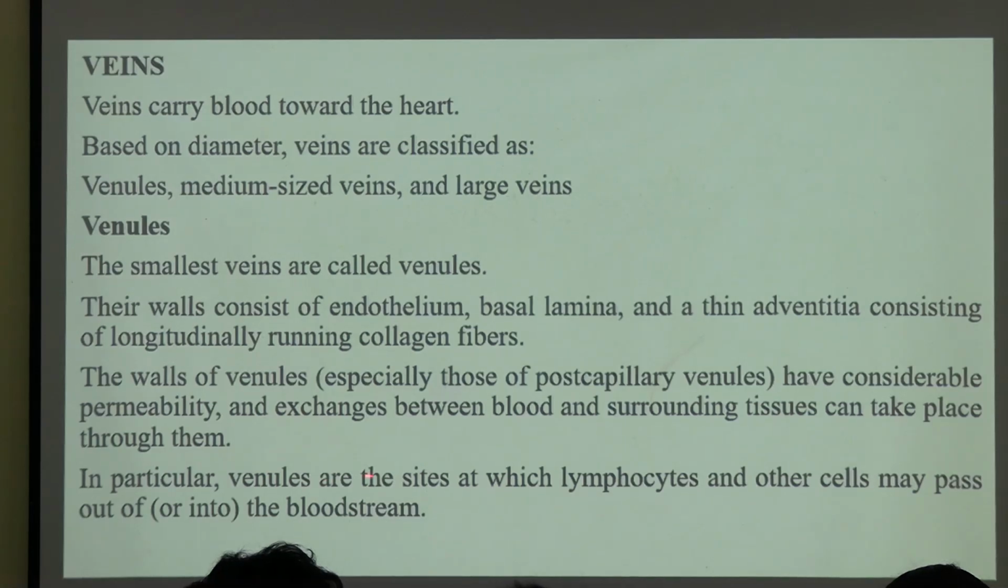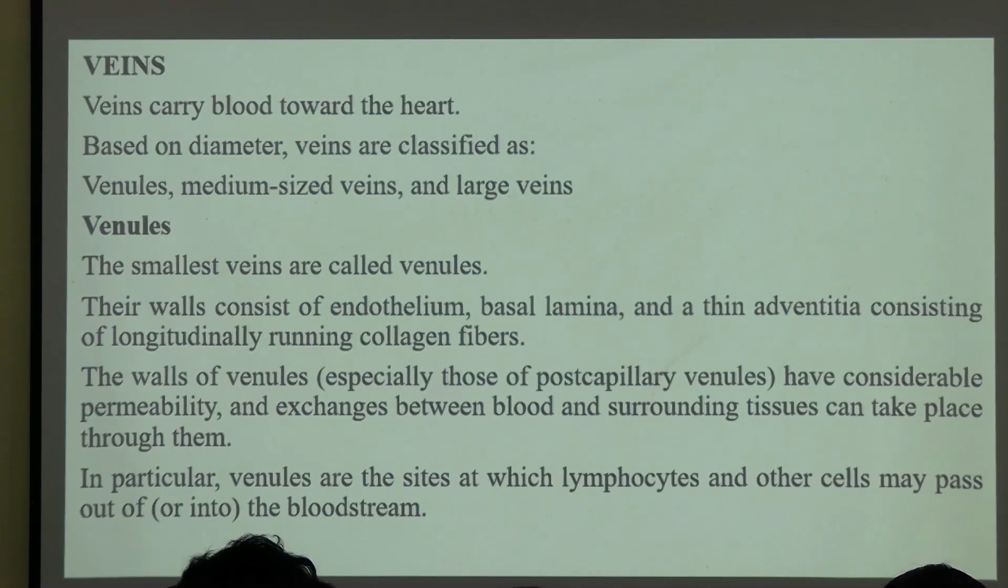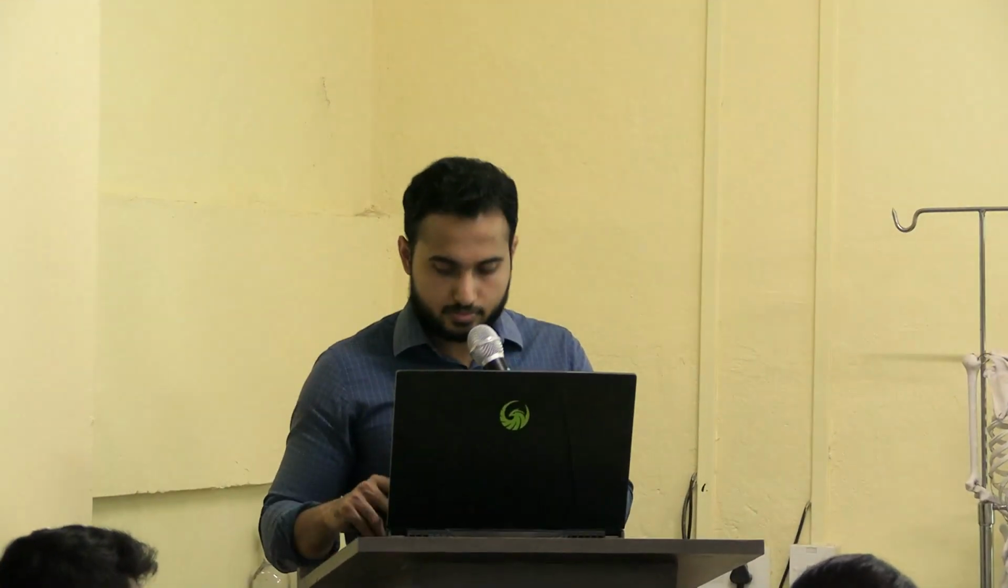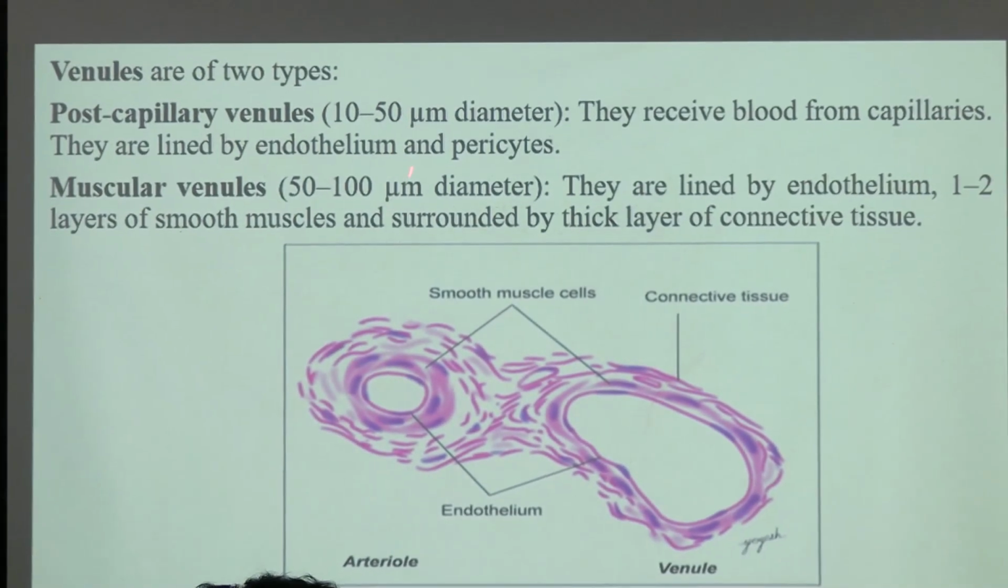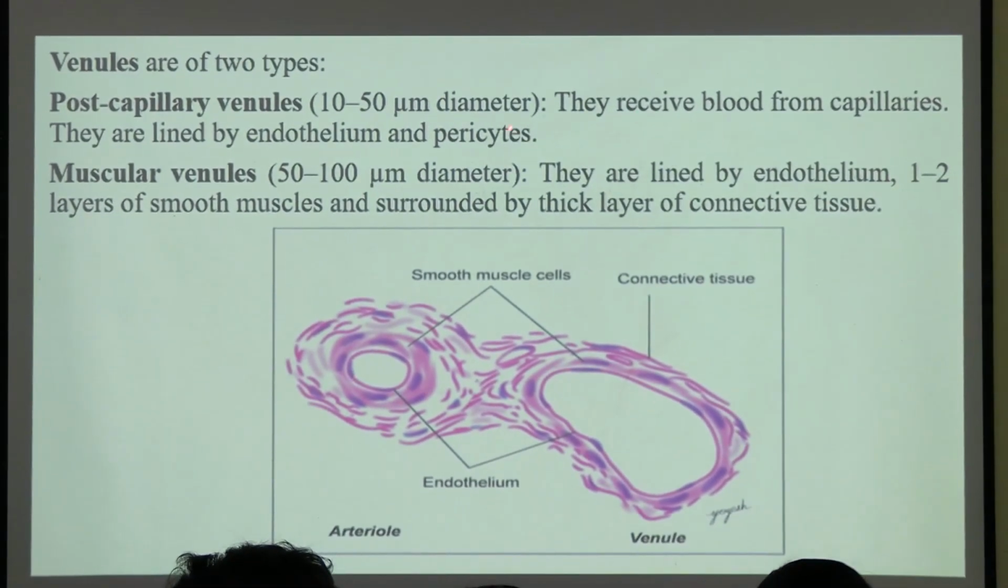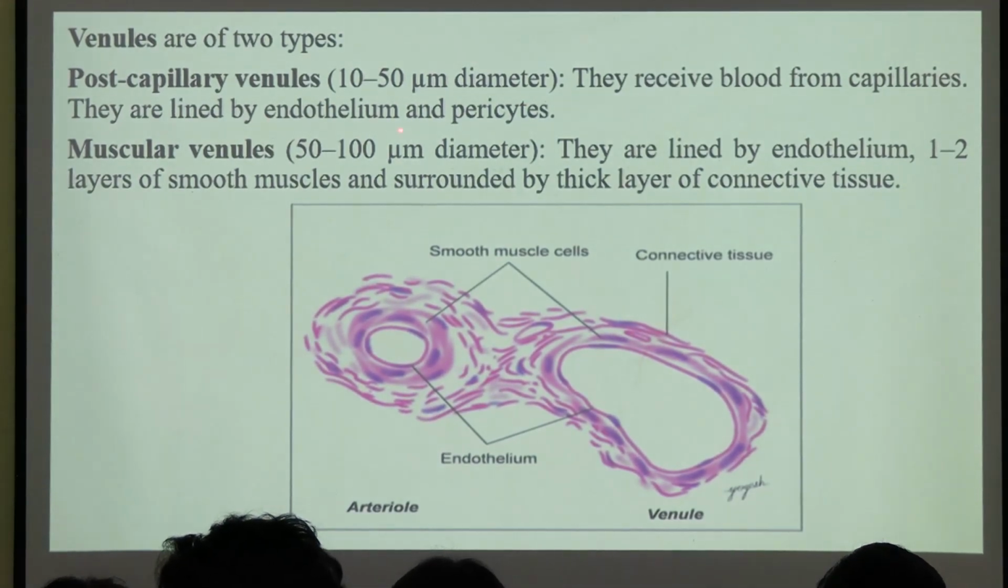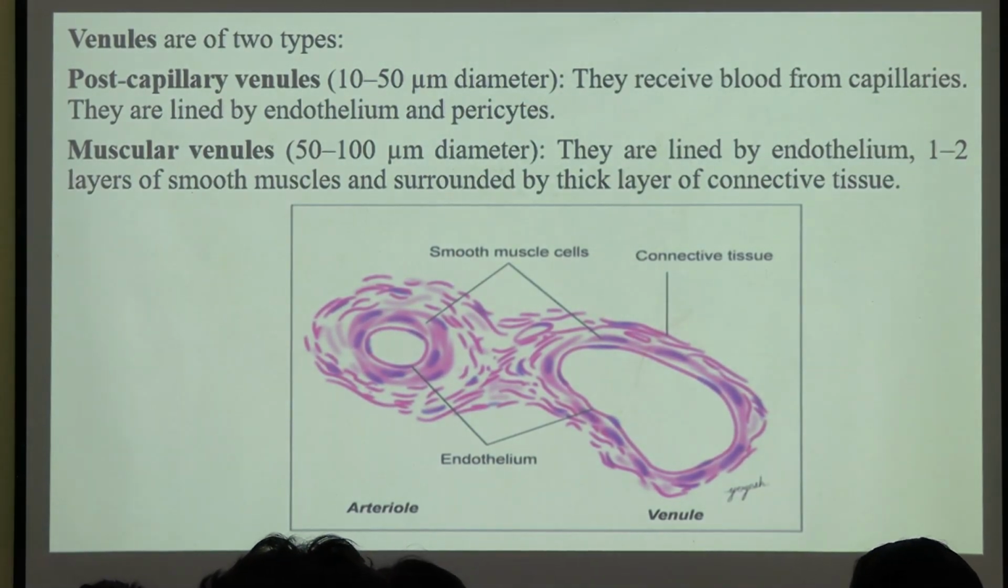Now in particular venules, these are the sites at which lymphocytes and other cells may pass into the bloodstream, or from the bloodstream go into the surrounding tissue, because of the high permeability of these venules. So as I said, two types of venules are there, post-capillary venules and muscular venules, also depending on the diameter. Now the post-capillary venules receive blood from the capillaries and they are lined by endothelium cells and pericytes only.